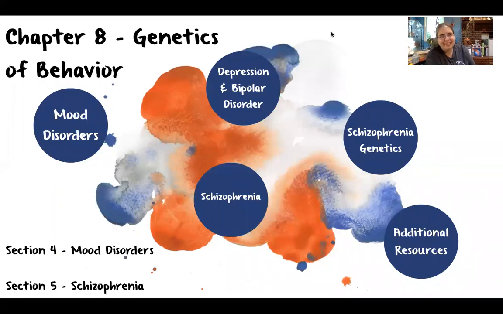Hey guys, we're back, and this is our last video lesson for Chapter 8, Genetics of Behavior. Today we're going to talk about Section 4, which looks at mood disorders, and Section 5, which looks at schizophrenia.